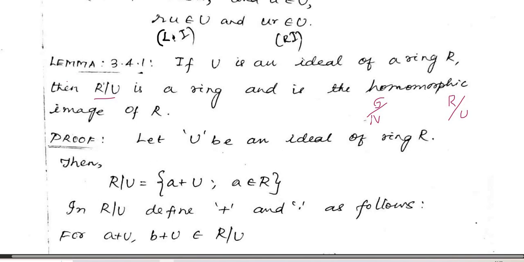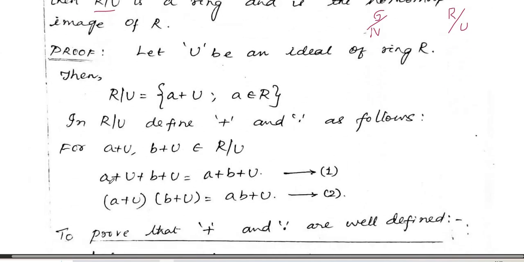So let U be an ideal of R and R mod U be this collection. Now in order to make this collection a ring, we need to have two operations. One is addition, the other one is multiplication. So addition is defined in this way. We take two elements, a plus U and b plus U. They are added in this way, a plus b plus U. We shall name this as equation 1, and the product is defined in this way, a plus U into b plus U is ab plus U. We will name this as 2.